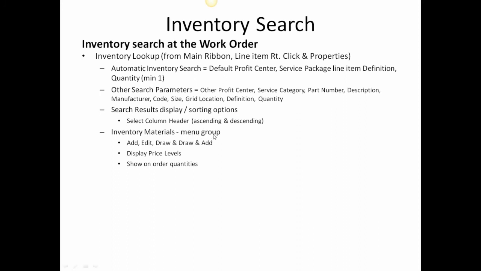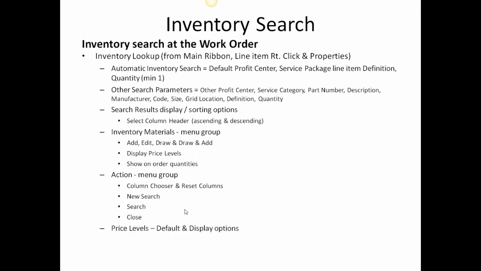Inventory materials menu group, we have the ability to add, edit, draw, and add. Your display price levels, show on order quantities. The action menu group will give you the ability to set your column choosers and reset back to the original state. You can do new searches, and close. Your price levels, you can set up at your location. If you want to display those, that's all identified in the location settings. And then we can use the catalog lookup, and it will also search against our inventory.